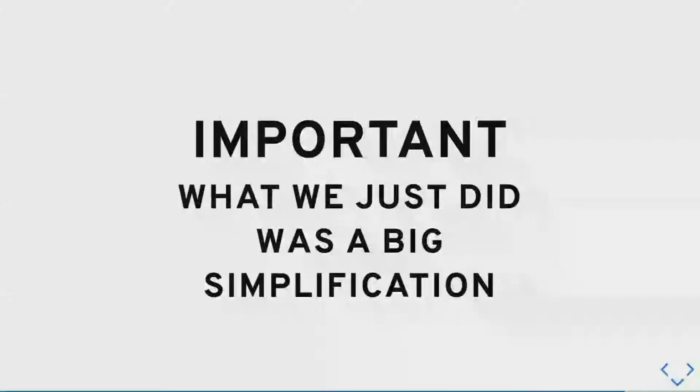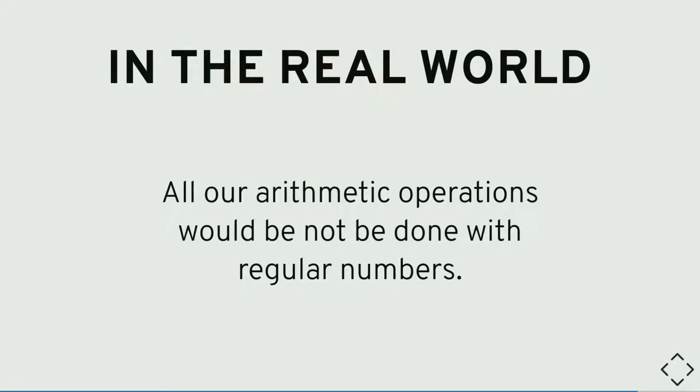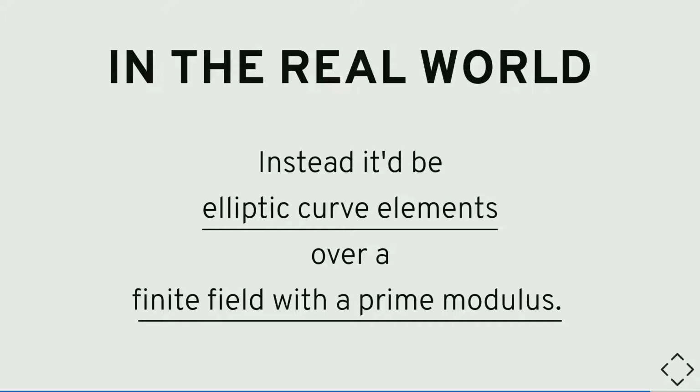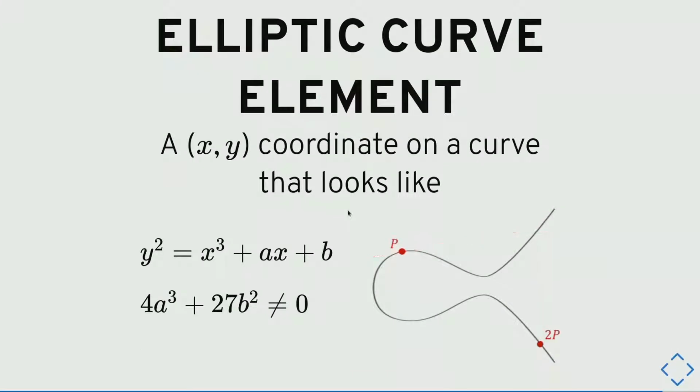Cool. So it's really important to add that what we just did was a really big simplification of the process. When you're actually doing this, you don't do it over regular numbers. You do it over elliptic curve elements, over a finite field with a prime modulus. So what are those words? Elliptic curve elements are coordinates on a curve that is defined by this equation, where that condition is true. There are specific ways of doing addition, multiplication, and subtraction that are defined for this curve.